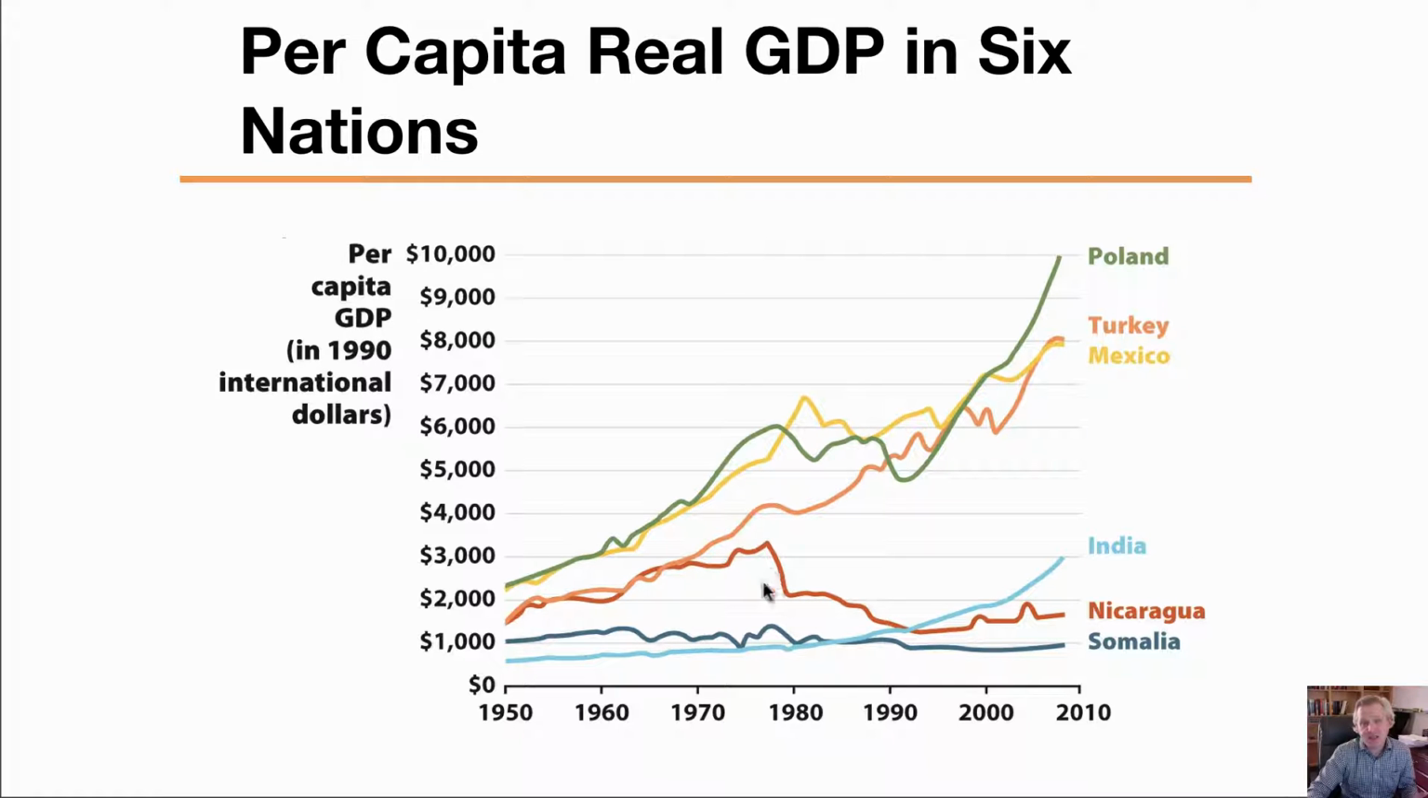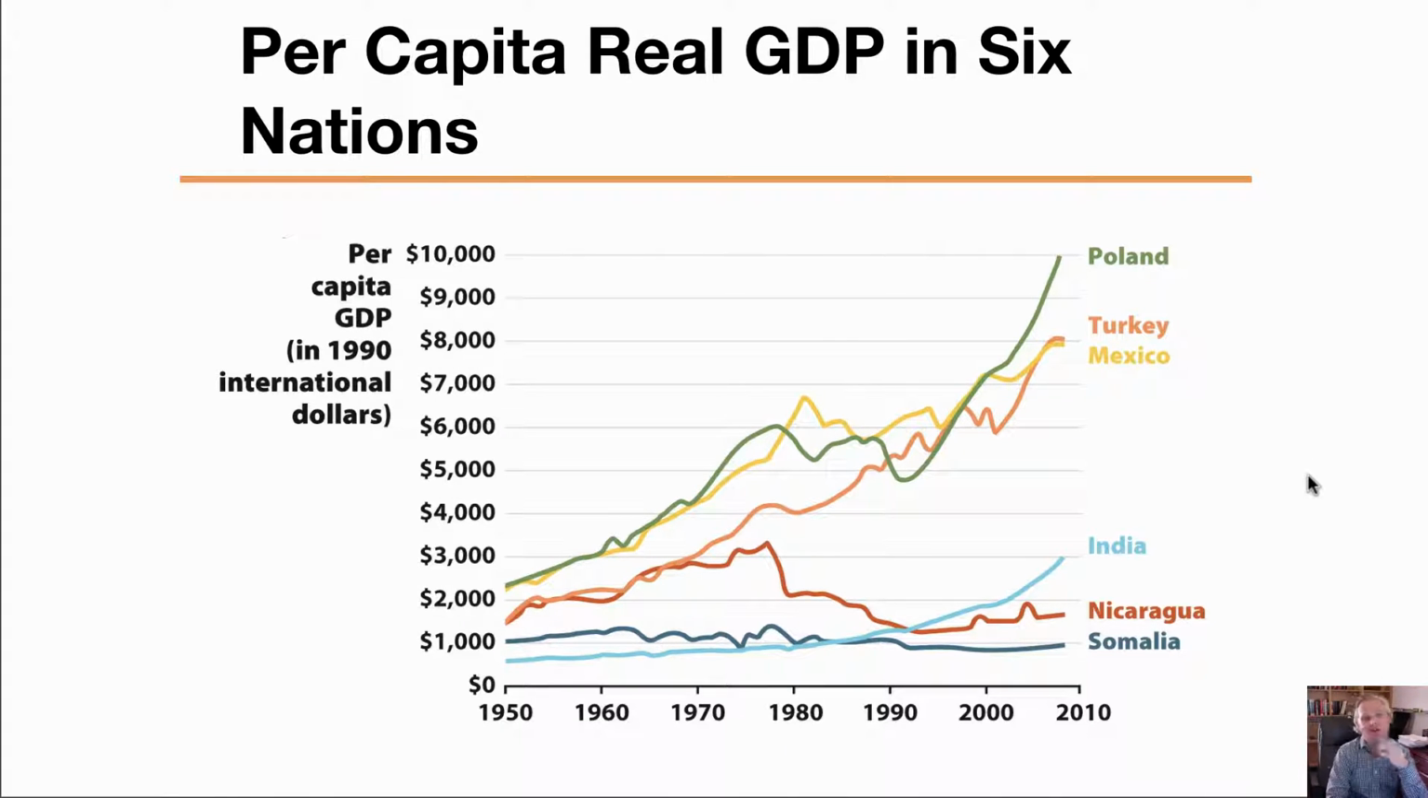But we also see some countries that just stay flatlined here. Somalia, which for a large swath of this time didn't really have a functioning government. And then Nicaragua, which has had problems with civil war and civil strife, and also has had a more command and control style economic system, has not really seen the kind of hockey stick style growth in their GDP.